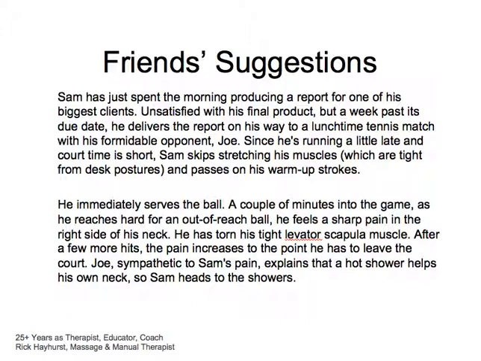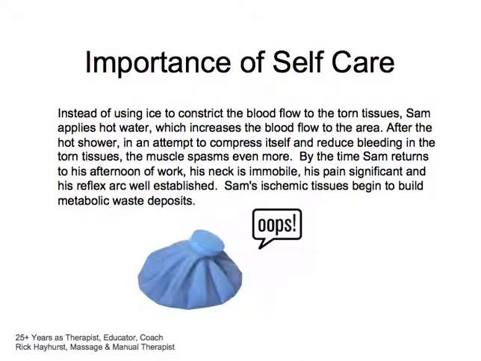A couple minutes into the game, he reaches for a ball that's out of reach, and he feels a sharp pain in the right side of his neck. So he's torn his right levator scapula muscle. After a few more hits, the pain increases to the point he has to leave the court. So Joe, who feels sorry for him, says, "Hey, go get in a hot shower. That's going to help." Well, instead of using ice to constrict the blood flow to the torn tissue, Sam applies hot water, which increases the blood flow to the area. So after the hot shower, he tries to compress himself and reduce bleeding in the torn tissues.